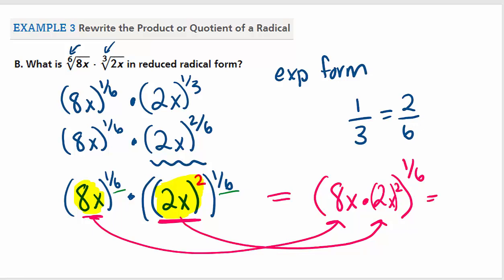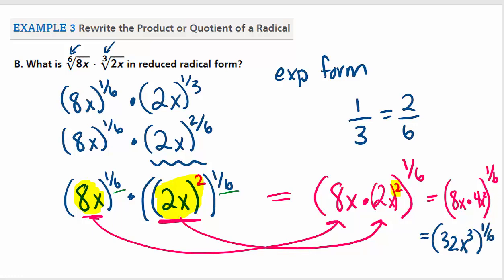I'm going to focus on the inside now. I'm going to keep that 1/6 on the outside, and I'm going to change this to be 8x times 4x squared. So I'm applying this exponent to both the 2 and the x. Then I'm going to simplify. So 8 times 4 is 32. X times x squared, the bases are the same, so I add the exponents.